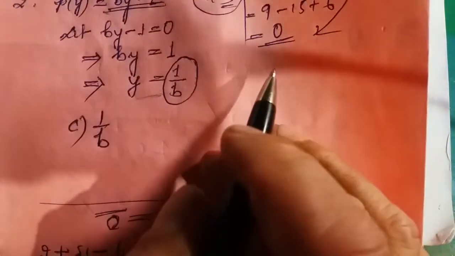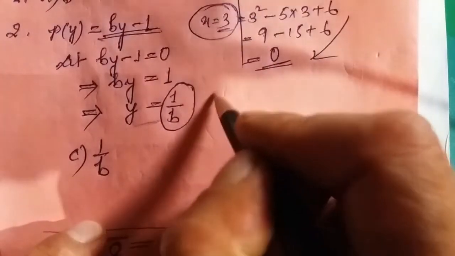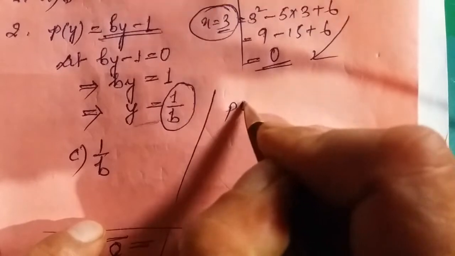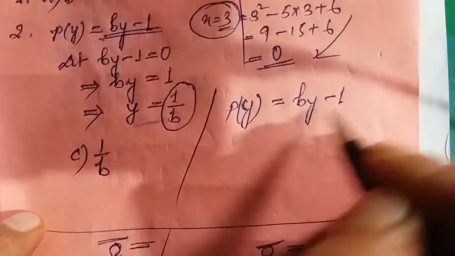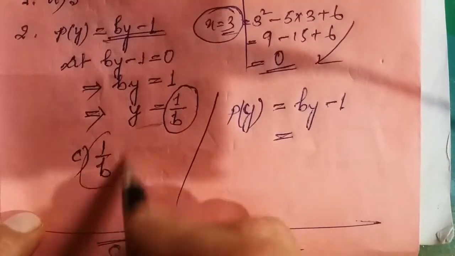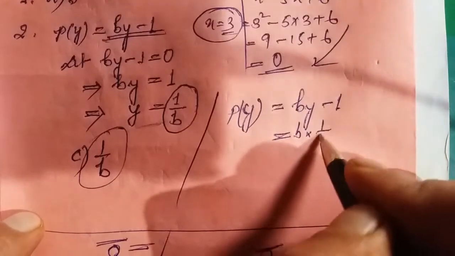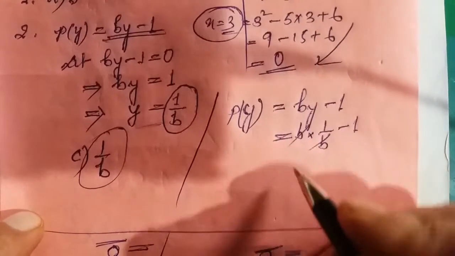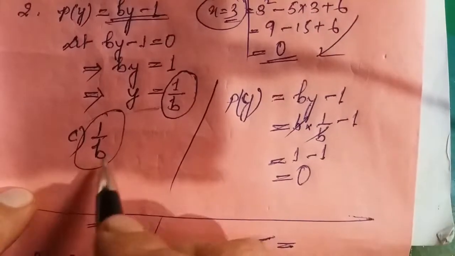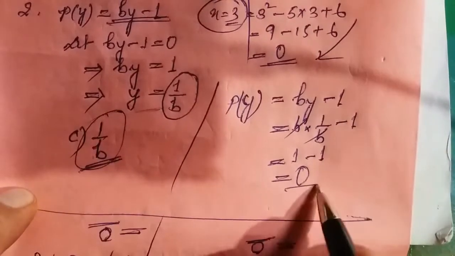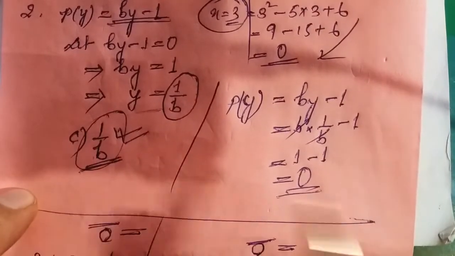You can check whether your answer is right or wrong. Now let's check. See, this is the given polynomial here, p(y) is equal to by minus 1. Now if you put the value of y as 1 by b here, b into, instead of y you are going to write 1 by b here, minus 1, and you get here 1 minus 1. Now this gives us 0. So when we substitute y as 1 by b, we're getting 0, which means that this is the zero of the polynomial. So the correct answer is C, which is 1 by b.